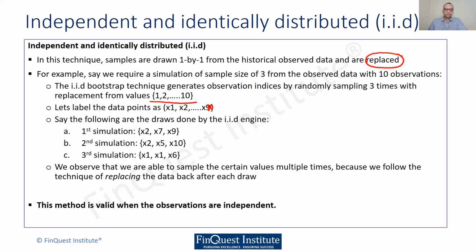So you'll see there are a few overlaps which happen. These overlaps are possible, i.e. we are able to sample certain values again and again because we are replacing it back after each draw. And remember that IID is a technique which we apply as a part of Bootstrap. This becomes valid whenever the observations are independent in nature. But many times you observe that in practical applications, there is certain dependency between the observations which we have. So in that case, this method should be used very, very carefully.